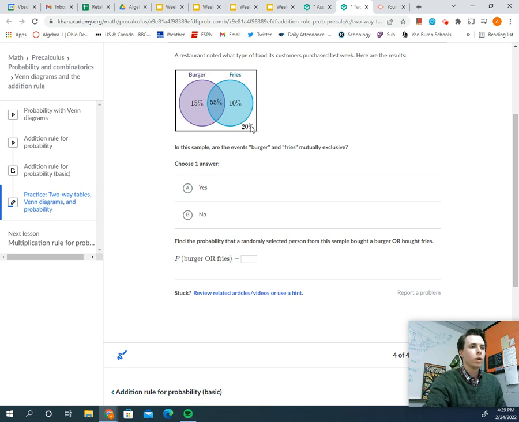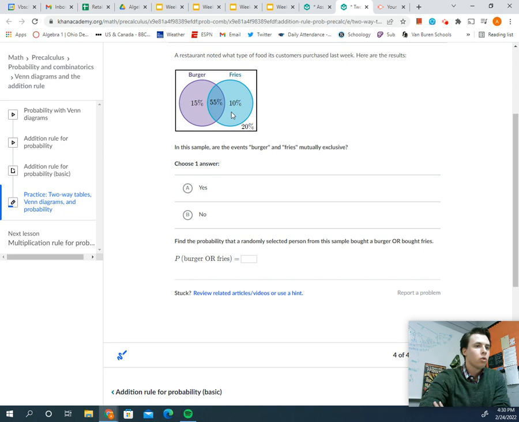First, I'm going to look at this 20%. The 20% is out in the white area by itself. That's the group of people that bought neither burgers nor fries. They got something else off the menu. 10% ordered only fries. 15% ordered only a burger. And remember, the shaded region in Venn diagrams means we ordered both. So 55% ordered a burger and fries.